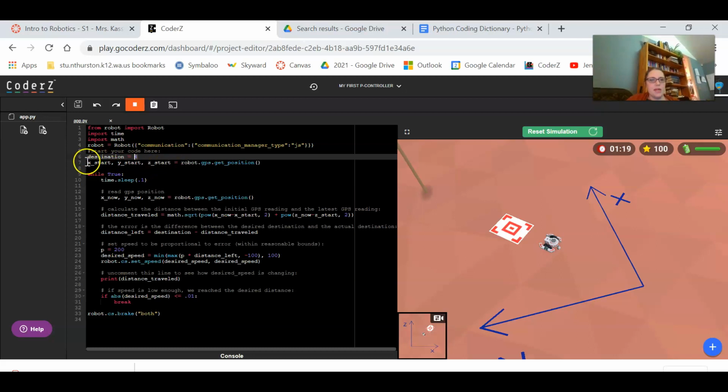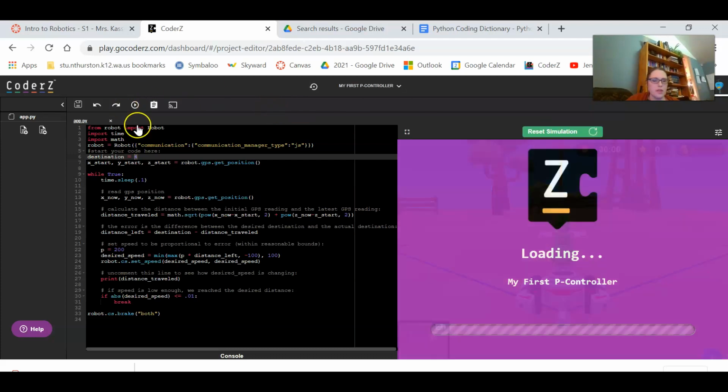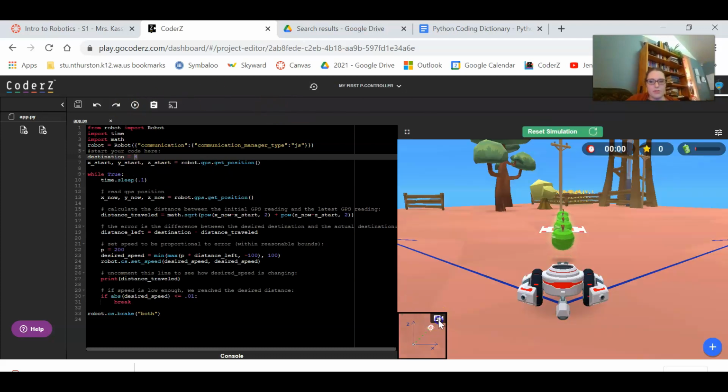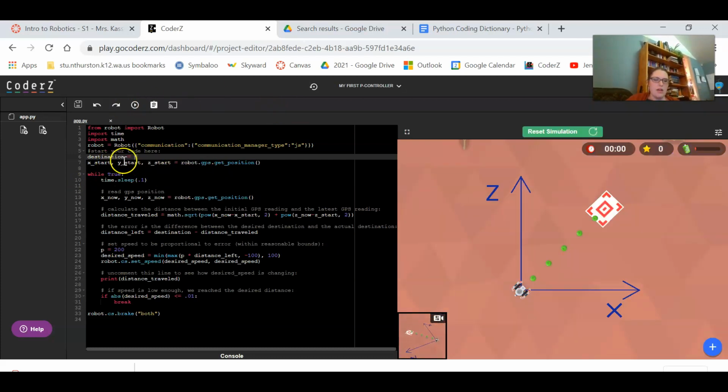Looks like I'm doing my GPS, so I'm checking my initial position. Here, I can reset this also so that it matches what we're doing. The first thing that's happening is I'm checking my GPS. Where am I? 0, 0, 0. Then I'm starting my while loop, checking my position again at each iteration in time. And then I'm calculating how far I've gone between where I started and where I am now. So this is how I'm figuring out my distance traveled.